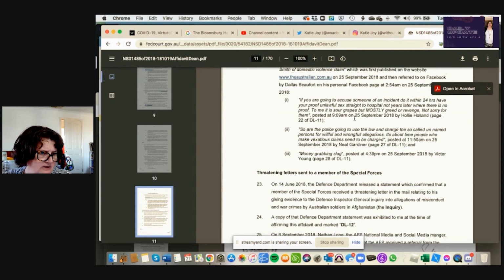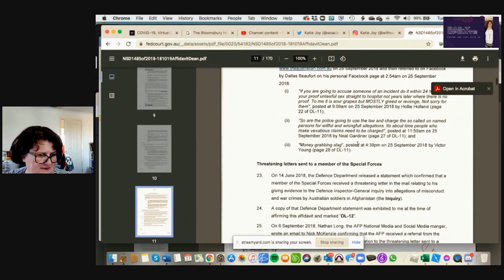"If you are going to accuse someone of an incident, do it within 24 hours. Have your proof. Unlawful sex, straight to hospital, not years later, where there is no proof. To me, it is sour grapes, but mostly greed and revenge. Not sorry for them. So are the police going to use the law and charge the so-called unnamed persons for willful and wrongful allegations? It's about time people who make vexatious claims need to be charged. Money-grabbing slag."